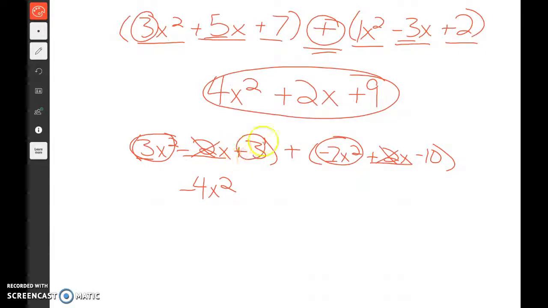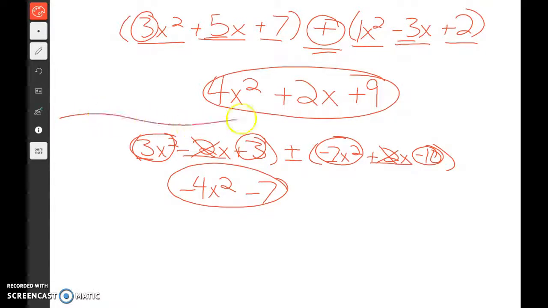And then lastly, we have 3 plus negative 10. So 3 plus negative 10 should give us an answer of negative 7. So when you work this out, you should come up with an answer of negative 4x squared minus 7. All right, so we should be good so far. Two very simple problems here, but you just have to know basically how to combine like terms to get your answer. So let's look at a couple problems with subtraction.